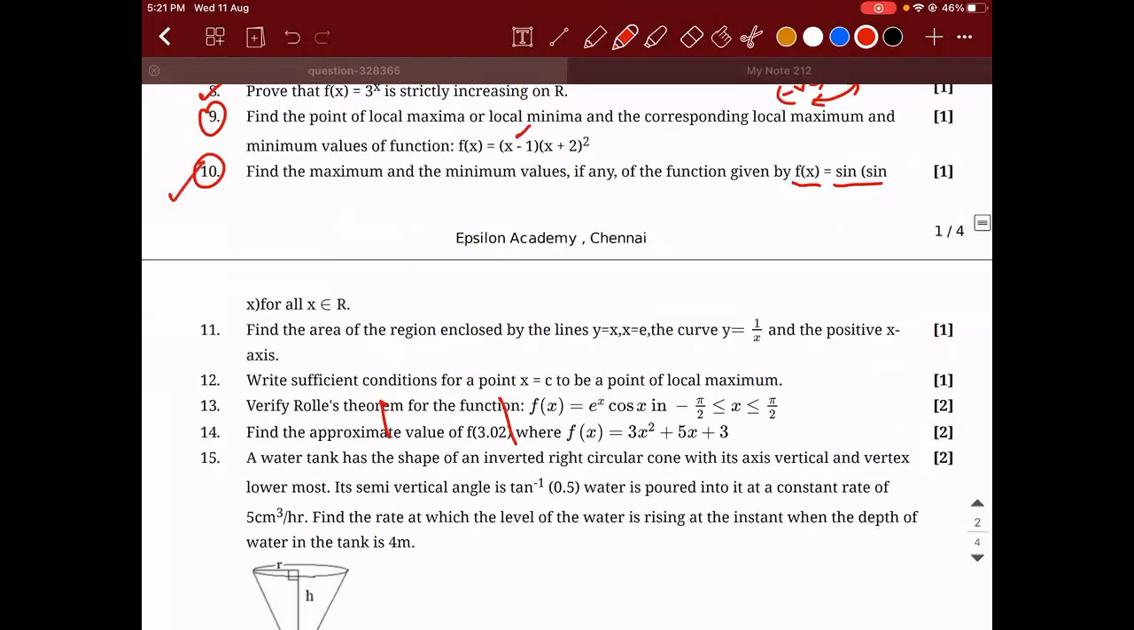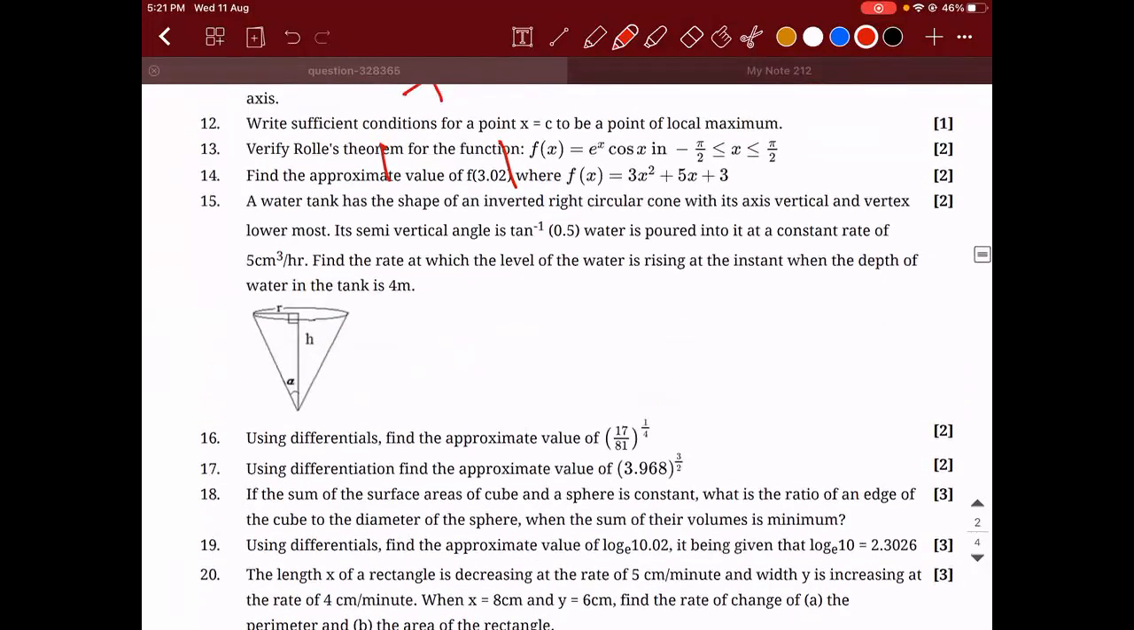This is for 10th one. Find the area of the region enclosed by the line. This you can't do, sorry. There's applications of integrals. Yeah, you can try the 15th one.